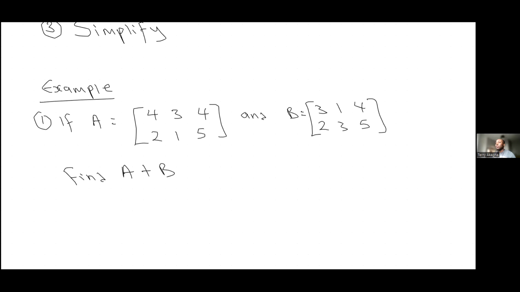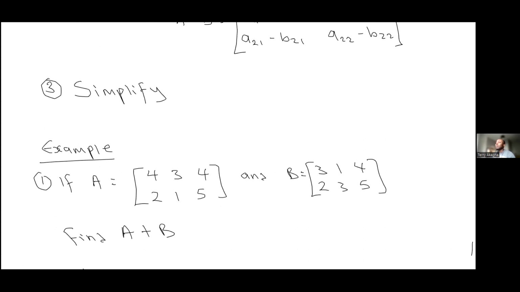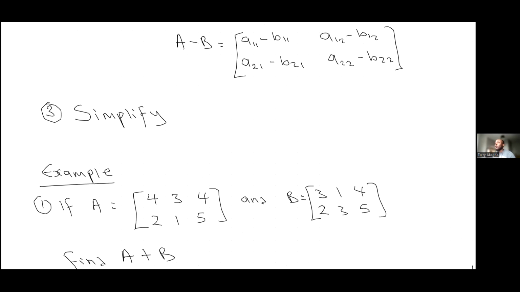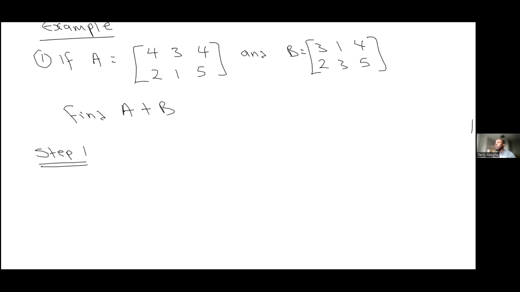So the first thing we need to do, in step 1, is to check that the matrices are in the same order. So what order is A? A is a 2 by 3 matrix.